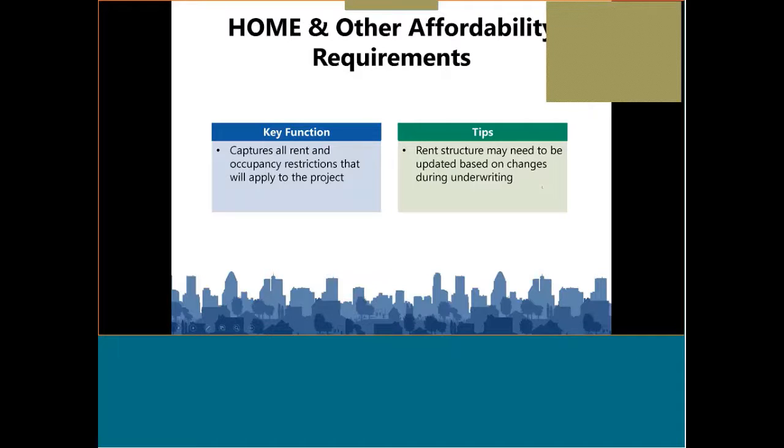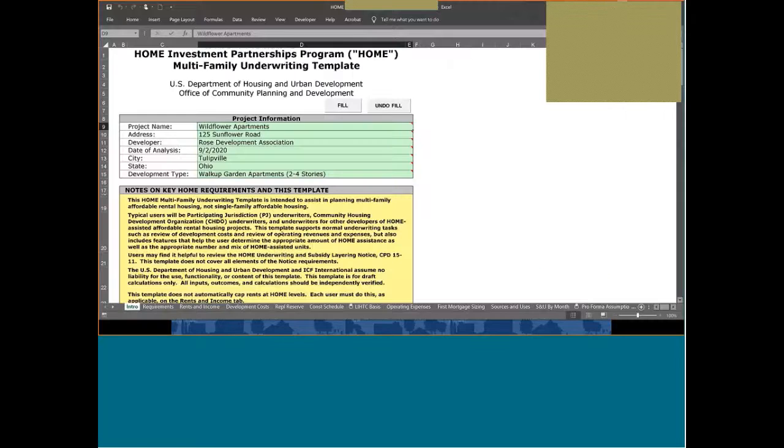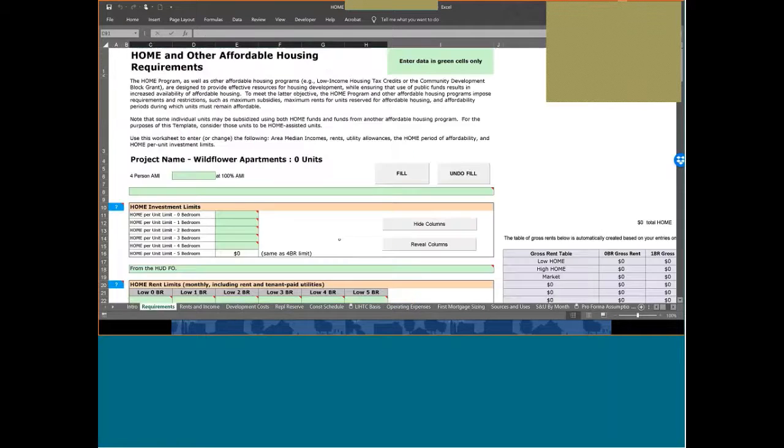And this is the page that captures basic rent and occupancy considerations and restrictions that are going to apply. So let's go there and let's figure that out. The purpose of requirements is to input key information about area median income, which I'll refer to as AMI, HOME investment limits, HOME rent limits, and other key drivers of the information. So let's fill this in.